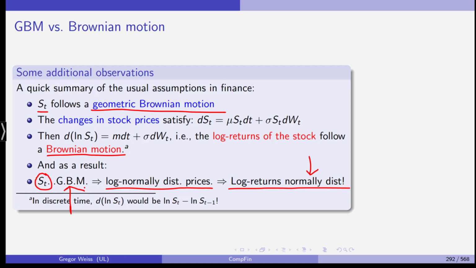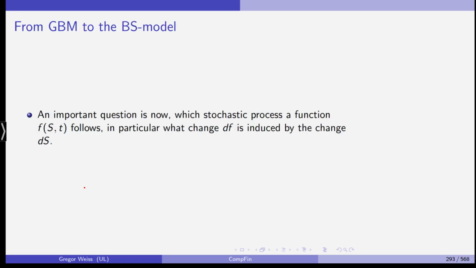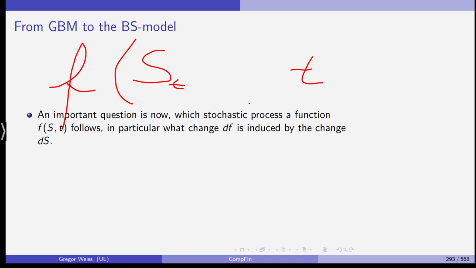Okay. So the important question is now which stochastic process a function f in the stock price s and in time t follows. In particular, what change df is induced by the change ds. So we have the stock price st and we have time, obviously. And the question is, we have a given function f in st and t, and how is it distributed? What kind of process do we get?